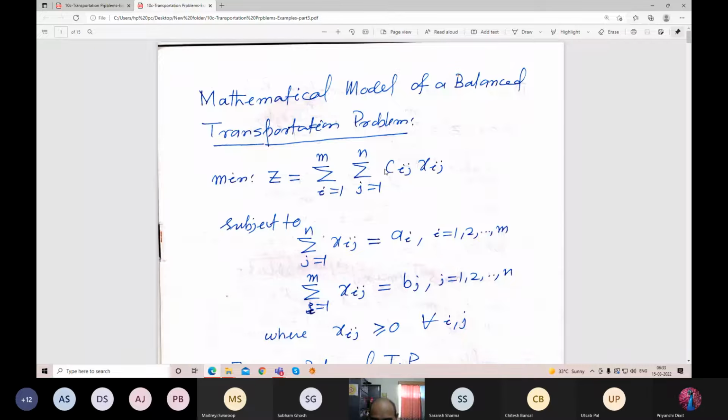The Cij are the cost coefficients, the cost of transporting 1 unit of product from the ith source to the jth destination. The cost is given. The xij is the unknown. We are interested to find the xij. In this problem, there are m into n number of decision variables. We will find all the decision variables, some are 0 and some are non-zero. In this problem, there are m plus n number of equality type constraints.